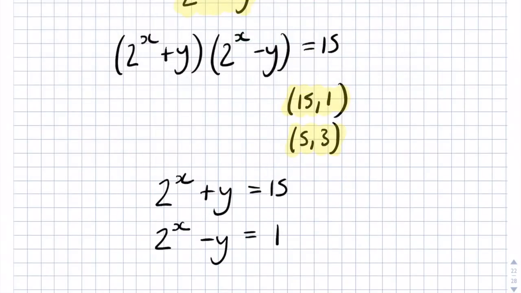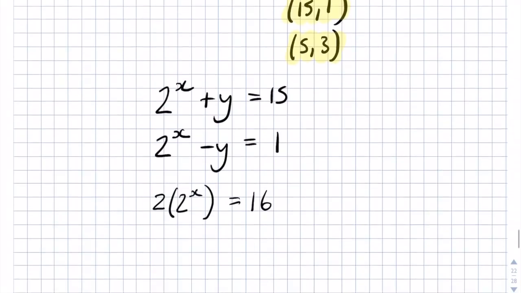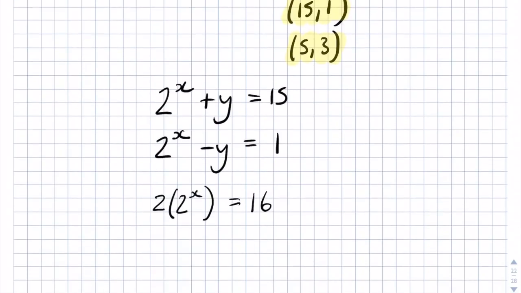We can just add these two equations because the y's cancel. That gives us 2 to the x plus 2 to the x, which is 2 times 2 to the x. The y's cancel out, and we're left with 15 plus 1, which is 16. If we divide through by 2, we get 2 to the x equals 8, and from there you should be able to see that x is 3.